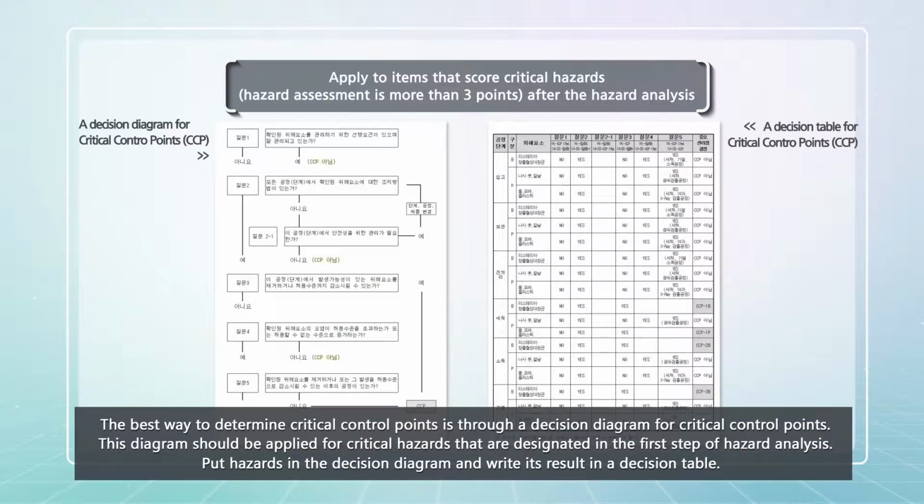The best way to determine critical control points is through a decision diagram for critical control points. This diagram should be applied for critical hazards that are designated in the first step of hazard analysis. Put hazards in the decision diagram and write its result in a decision table.